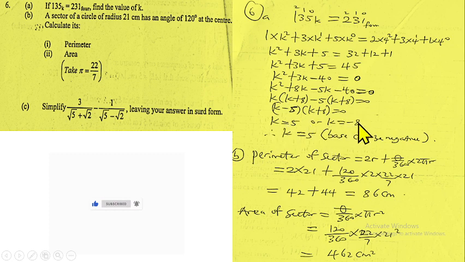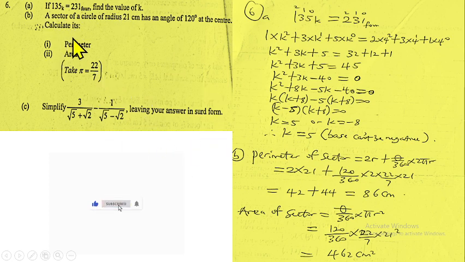If you stop your solution here, you will not get the full mark. Because you are looking for a base, and k is a base, the base can never be a negative value, it can only be a positive value. So you need to select out of the two which one is your base. That means k is equal to 5, not minus 8. So that's it for question number 6a.